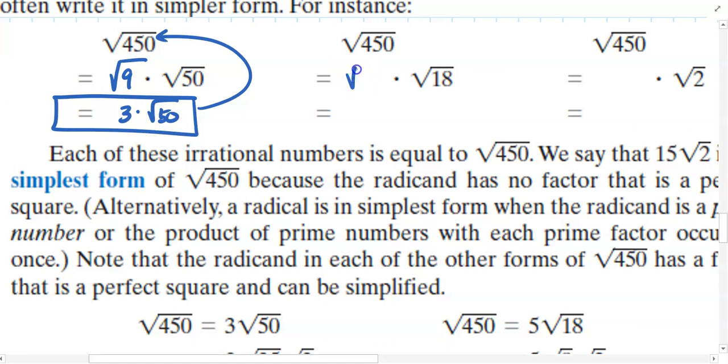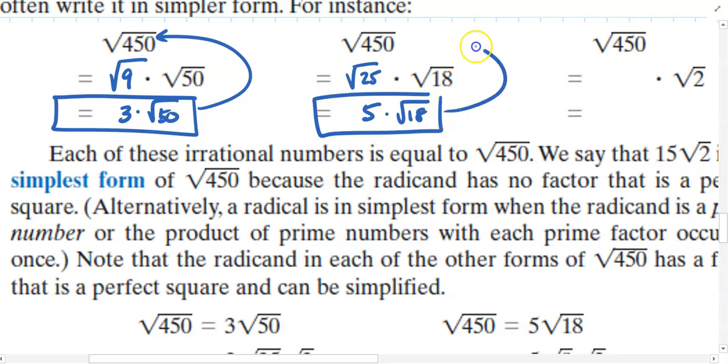Similarly, you might recognize that the square root of 25 times the square root of 18 would equal the square root of 450, and that's because 25 times 18 is 450. So we could make the claim here, since the square root of 25 is 5, that 5 times the square root of 18 is also equivalent to the square root of 450.